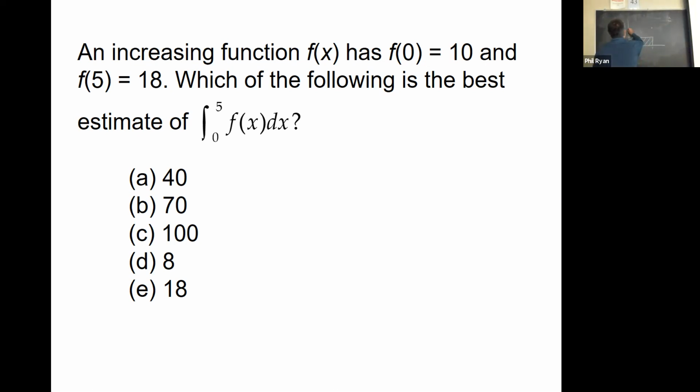Up here is 18. So it's going to lie within this rectangle, which is an area of 90. So the answer has to lie between 50 and 90. And B is the only one that can work. Okay, I think you've got that over.